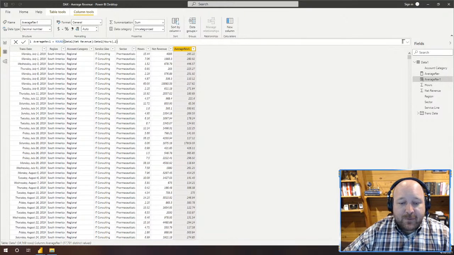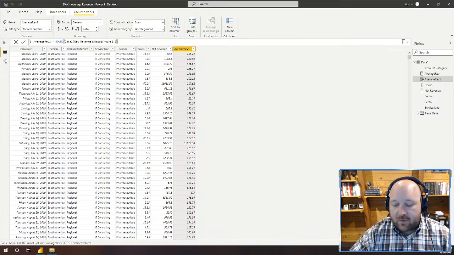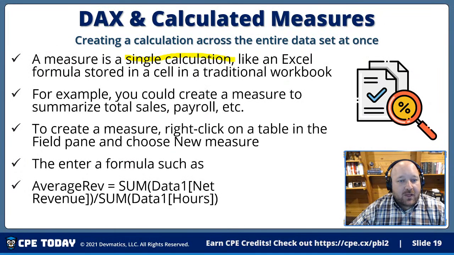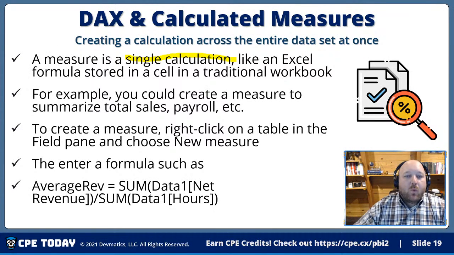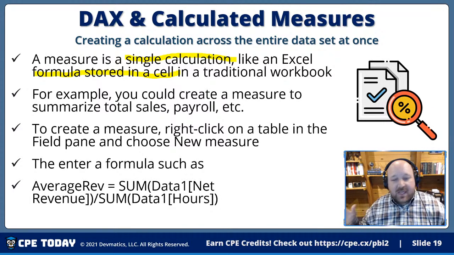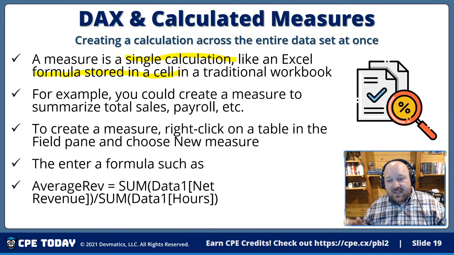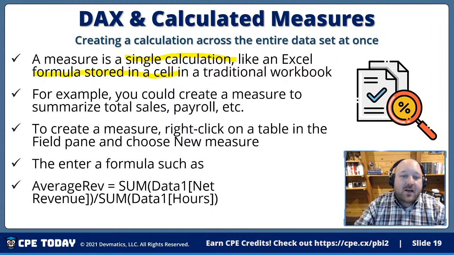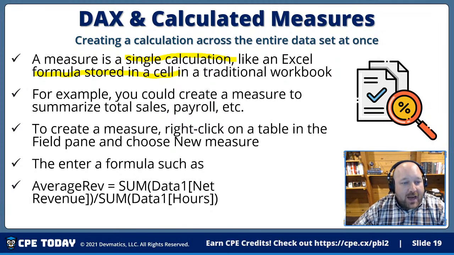Now, the opposite of this would be the other method, which is a calculated measure. Okay, so a calculated measure is a single calculation. It's like when we do a formula stored in a specific cell in a traditional workbook that, for example, sums column C, or takes column C and divides it by column E, and it gives us a number. So this would be great if we wanted to summarize, for example, total sales, total payroll, whatever we choose to use with this.